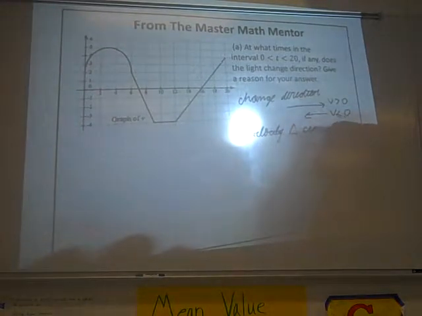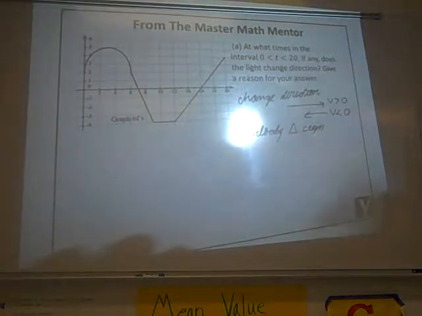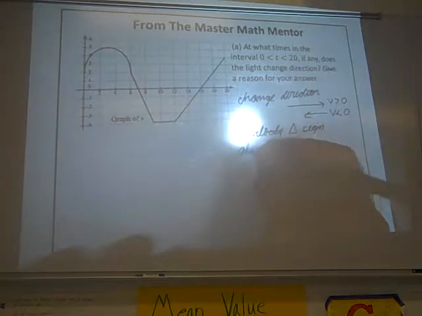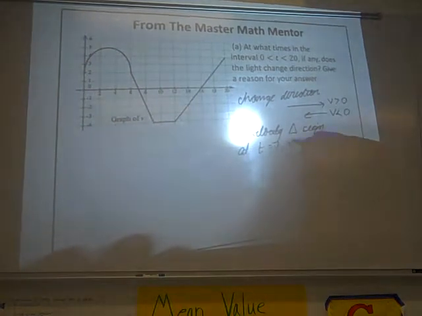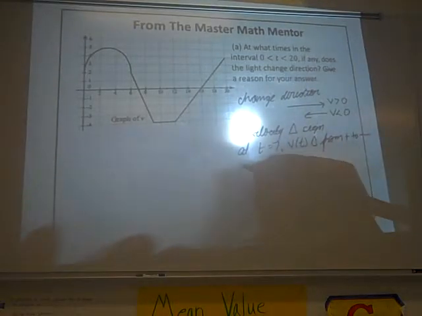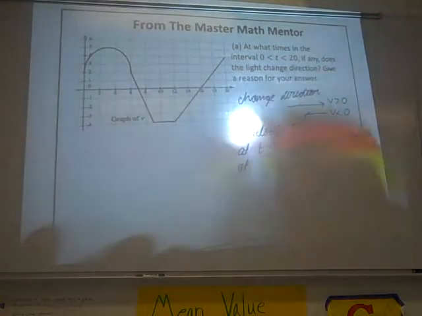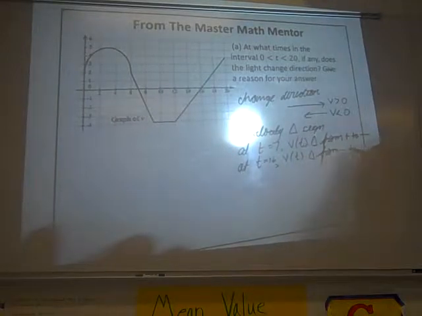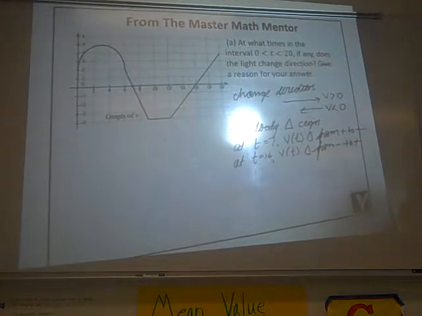So in order for the light to change direction, what this means is that the velocity has a change in sign. Where do we have a change in sign? Let's look at the graph. I see over here at t equals 7, the velocity changes, and how does it change? It changes from positive to negative. Where else does it change? Over here at t equals 16. The velocity changes from negative to positive. So at t equals 7 and at t equals 16, the searchlight changes direction.